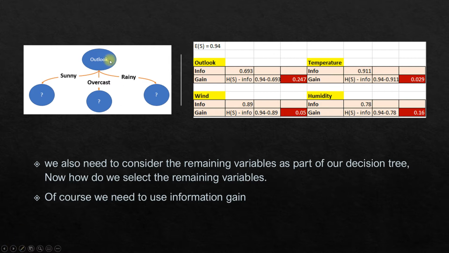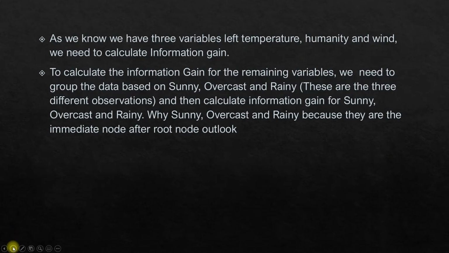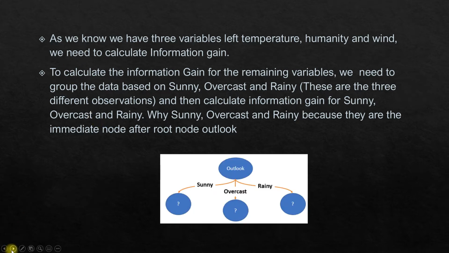Our root node is Outlook, which will have three sub nodes, because we have three categories in Outlook: sunny, overcast and rainy. To calculate the information gain for the remaining variables, we need to group the data based on sunny, overcast and rainy. These are my three categorical values under the Outlook, which is my root node, and then we calculate the information gain for each. Why sunny, overcast and rainy? Because they are the immediate nodes after our root node Outlook.